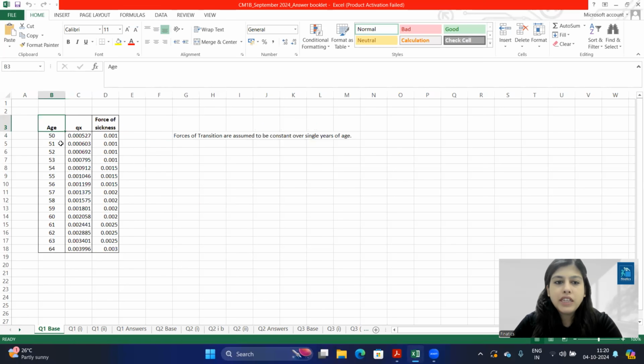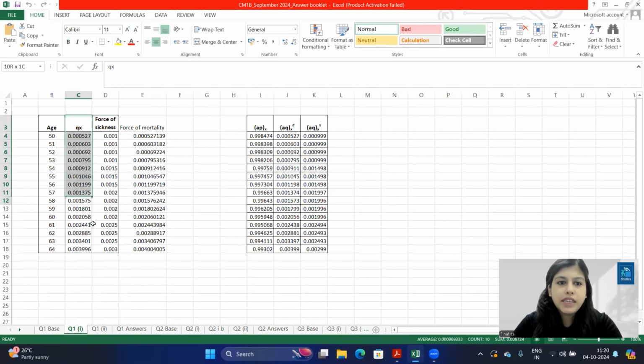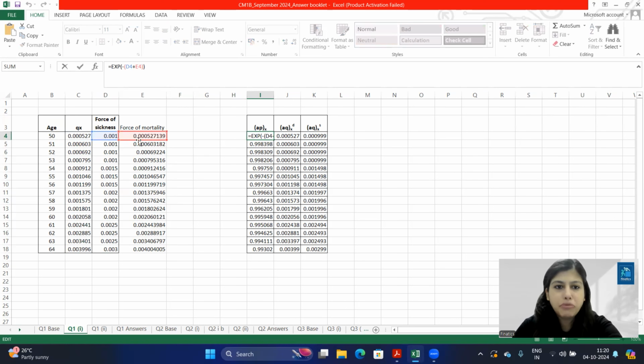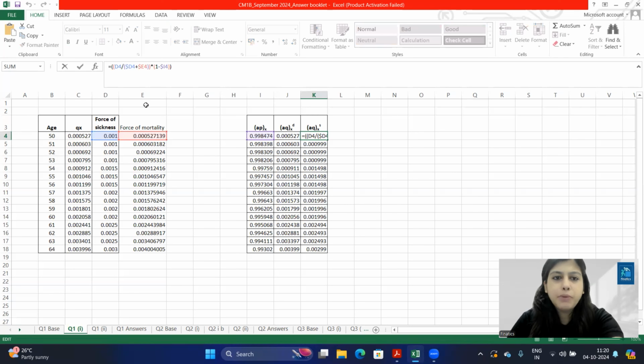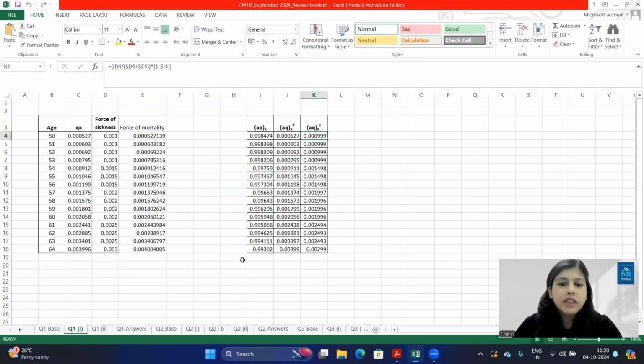So the base was given to us as qx and force of sickness, and force of transition are assumed to be constant over single years of age. Since qx and force of sickness is given, we can calculate force of mortality, which is nothing but minus of ln of 1 minus qx. Once you get that, you can calculate apx. apx is nothing but e to the power minus of force of sickness plus force of mortality. aqx^d is nothing but mu by mu plus sigma into 1 minus apx, and aqx^s is again sigma by mu plus sigma into 1 minus apx. This is giving me the multiple decrement table.